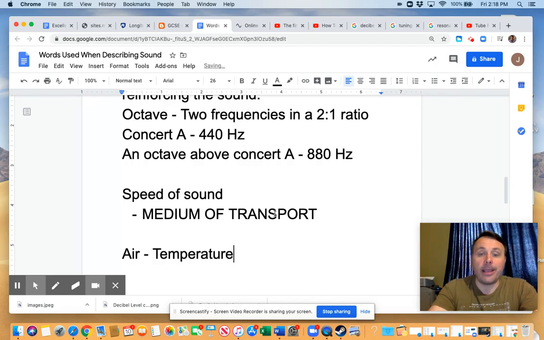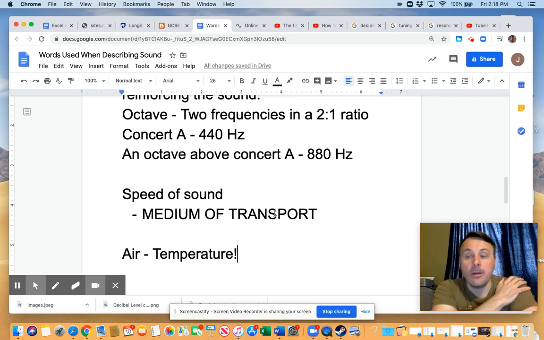Now, I will say that there are other things that affect the speed of sound in air, like local density of the air, the local pressure, humidity, all of these things actually matter. But the one that has the most impact is temperature.